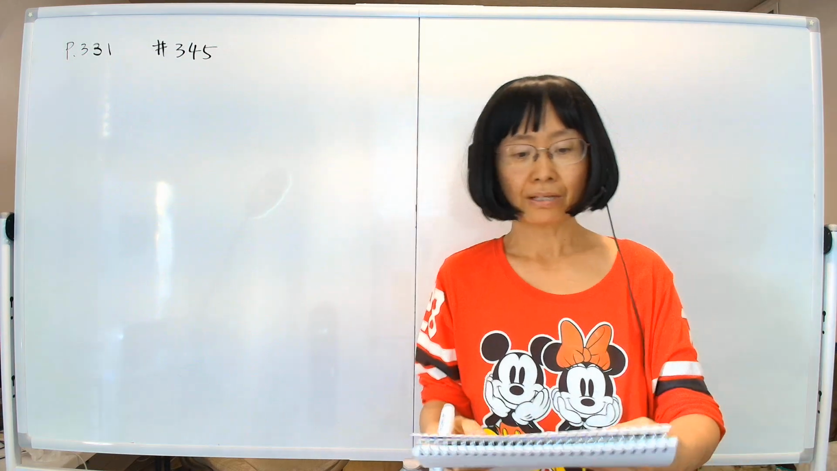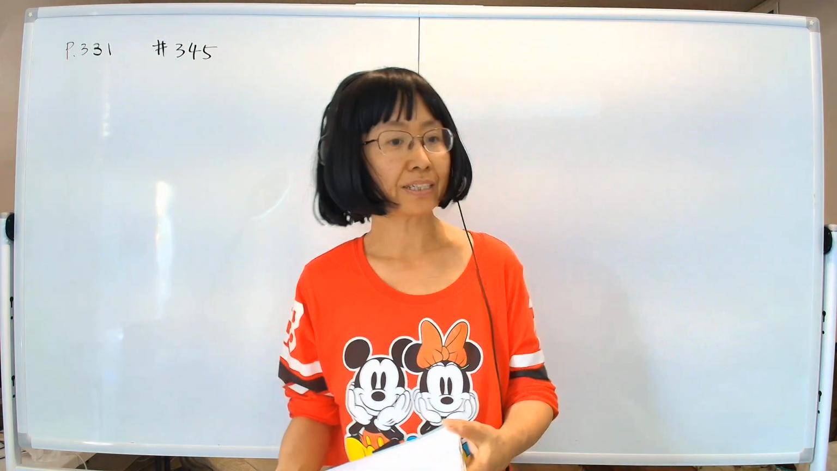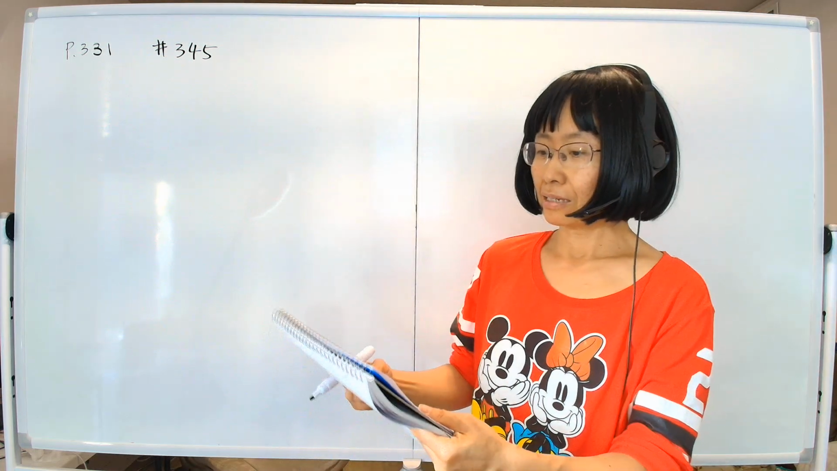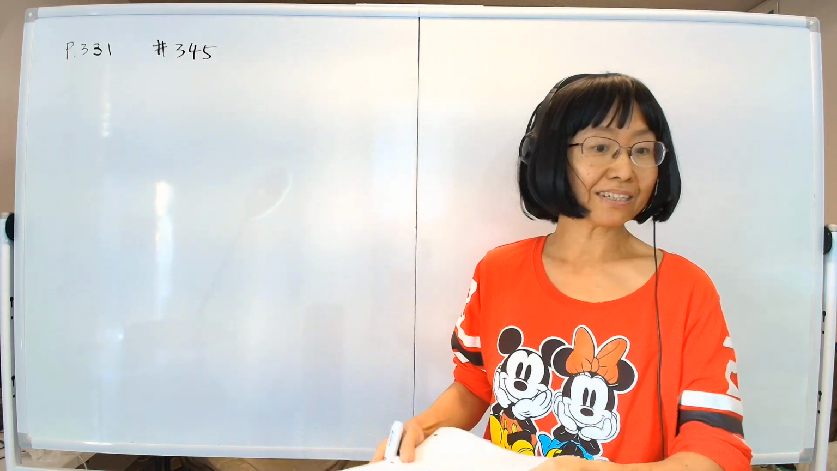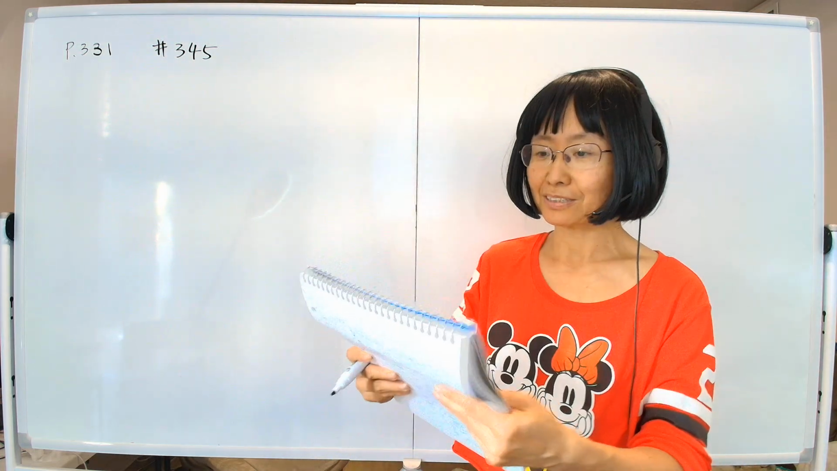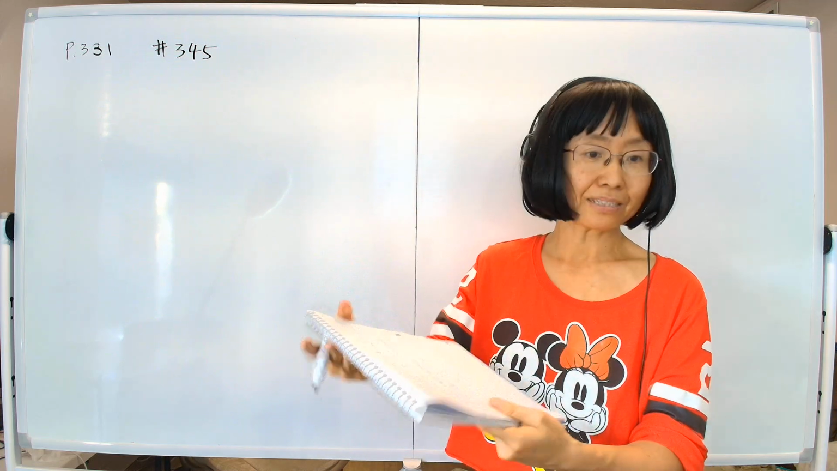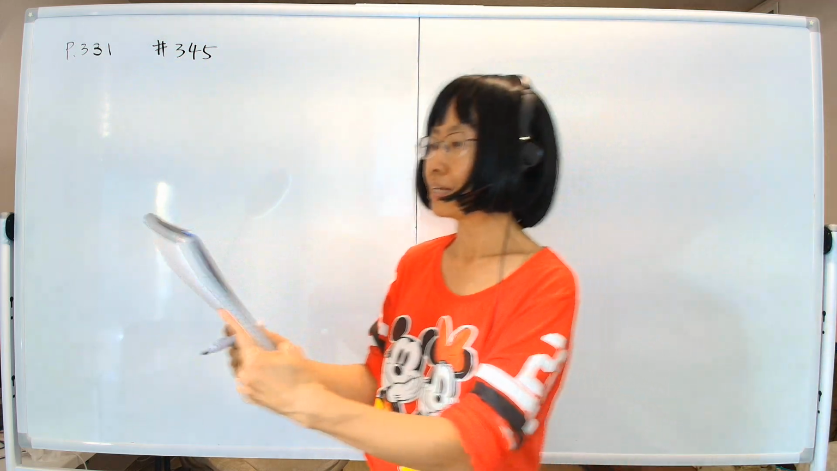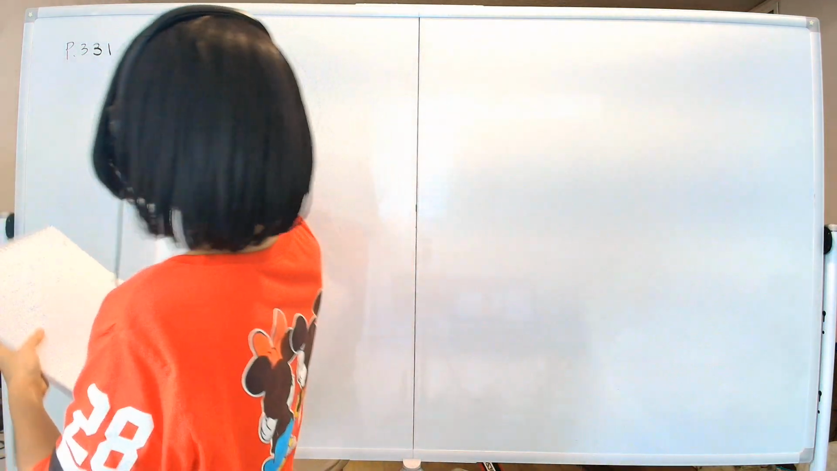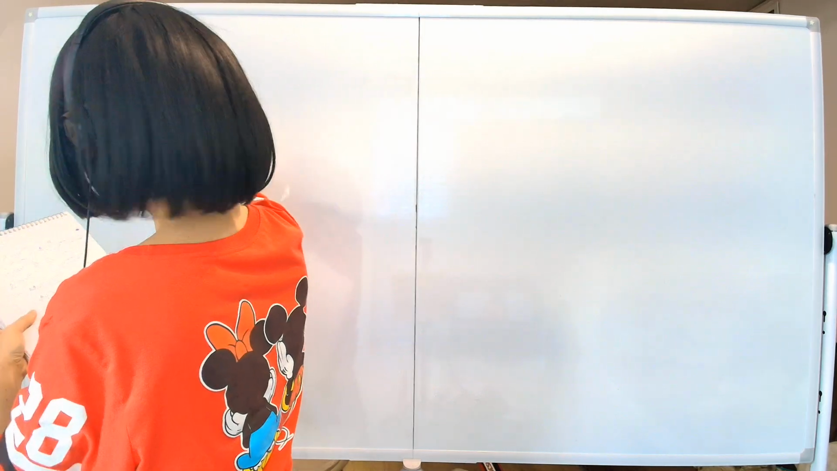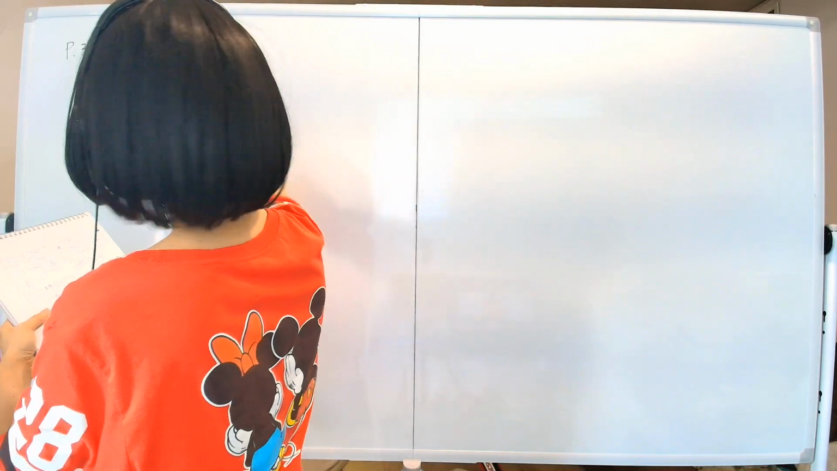So problem 345 on page 331 is just sort of a generic problem, but I thought I would do it as a demonstration for the homework. So let's write down the problem. f(x) equals 2 to the power x.